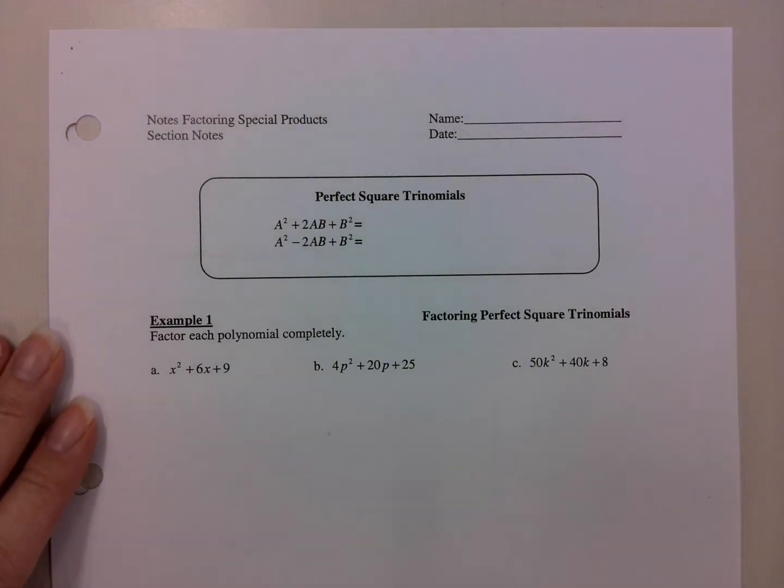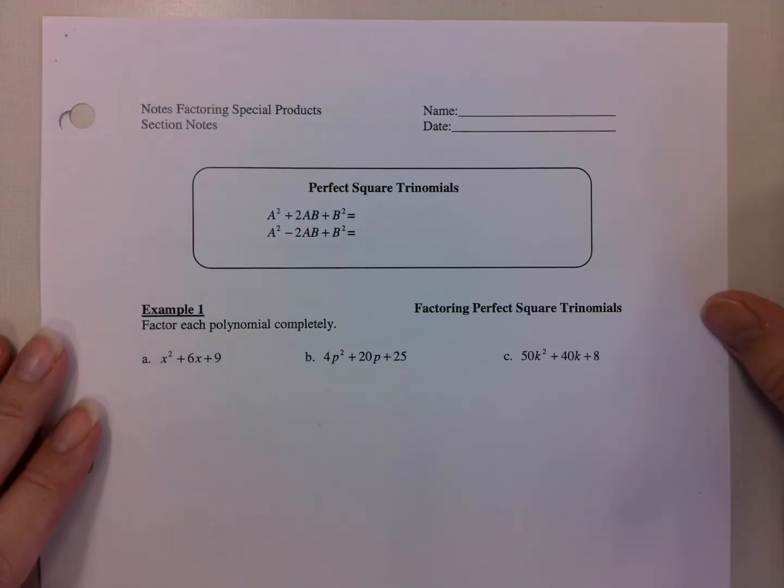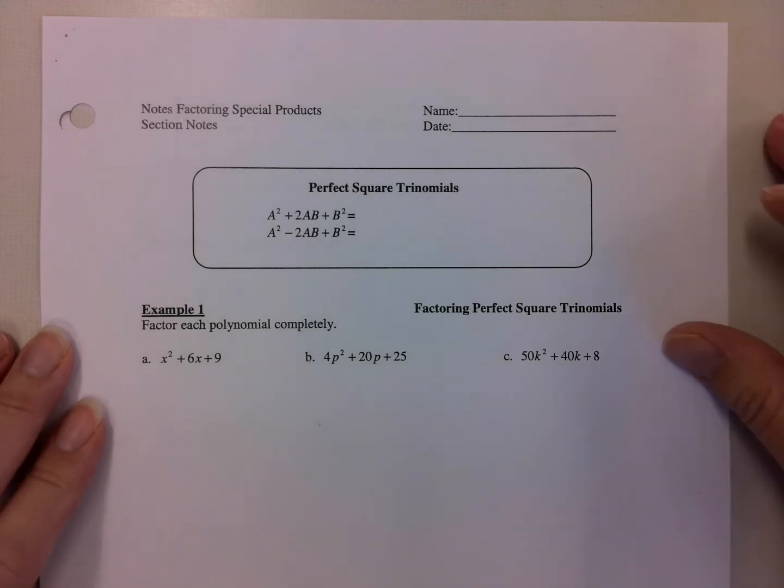We are continuing our factoring lessons, and we are going to focus on special products today, which we can use all the methods we've done with factoring, GCF, trial and error. If you really wanted to, you could factor by grouping, but if you can pick out these characteristics, you can factor it a little bit quicker.